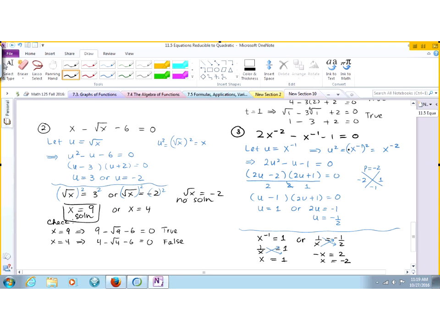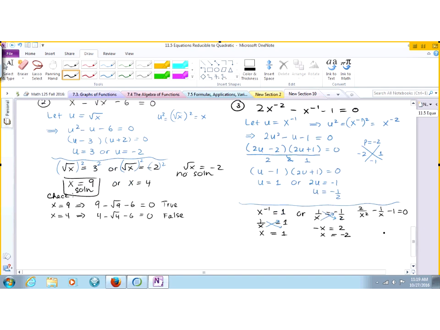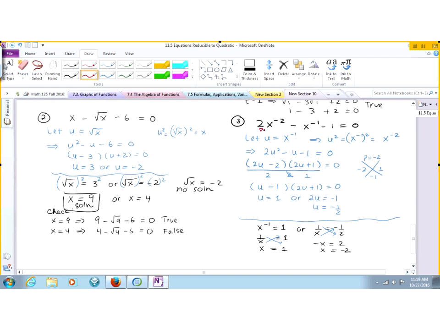So here you just have to check if it is in the domain or not. Because this is actually 2 over x squared minus 1 over x minus 1 is equal to 0. So is 1 a solution? This is a different way of checking, and this is easier. Let me write it here, it's probably confusing. This is 2 over x squared minus 1 over x minus 1 is 0.